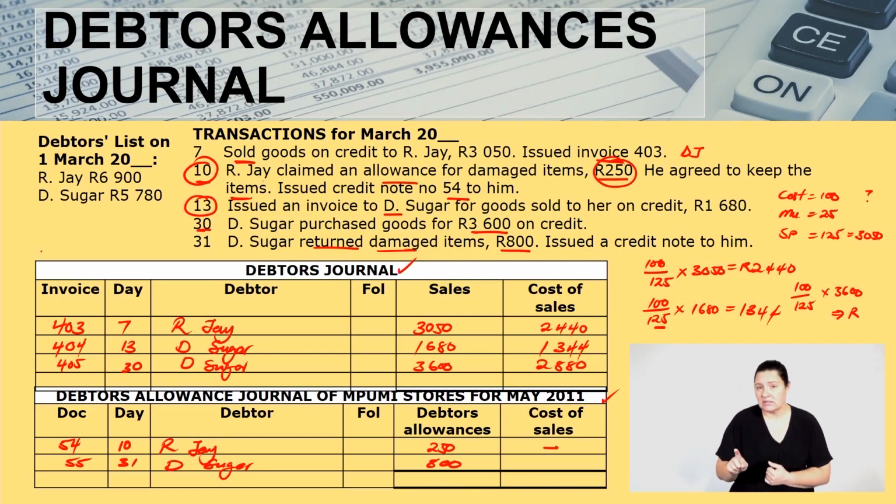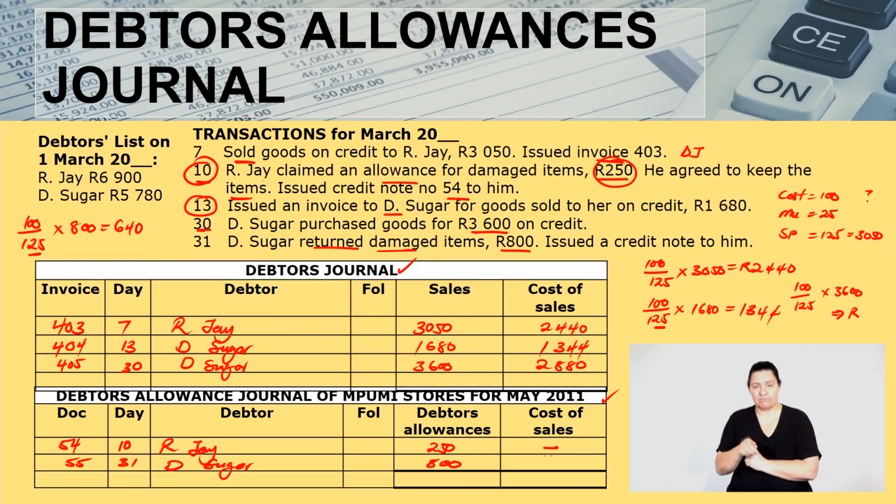So what I want now is the cost of these goods that were returned, 125. So I still keep my 25 here. Multiply that by the goods, the amount, which is 800. How much do you get? You get 640. So I'll come here, then I'll get my 640.